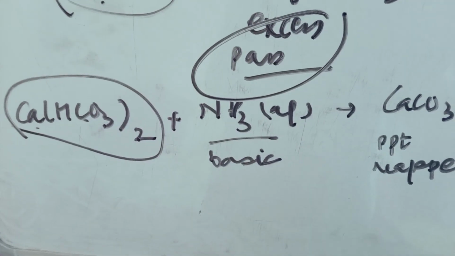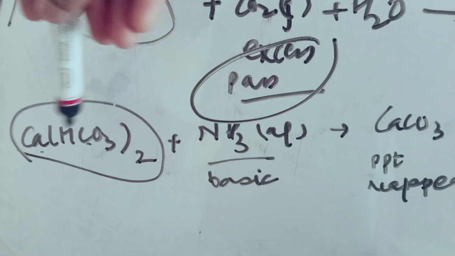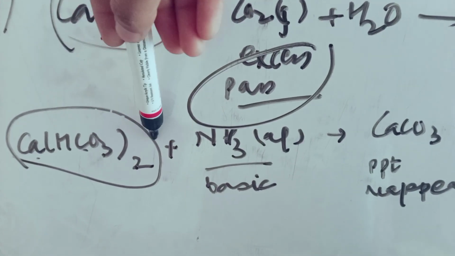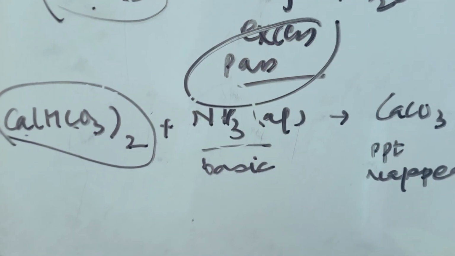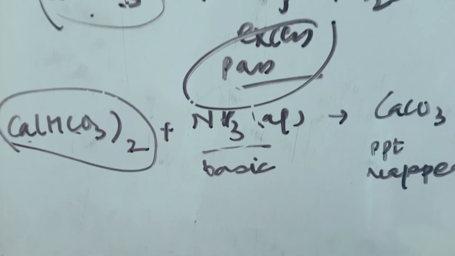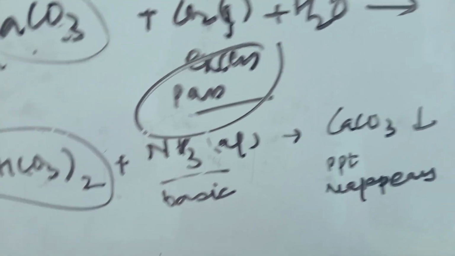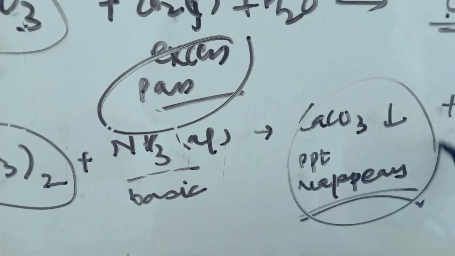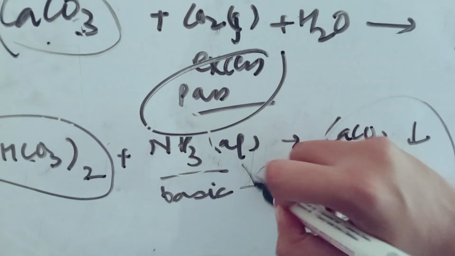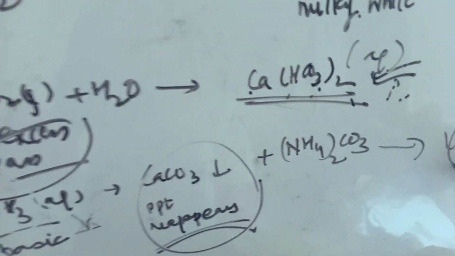So moving further, to this calcium bicarbonate solution, we add ammonia, which is basic in nature. Okay, liquid ammonia, we'll add into it as per the prescribed quantity. What we notice is that the ppt reappears. So this is the fourth step.